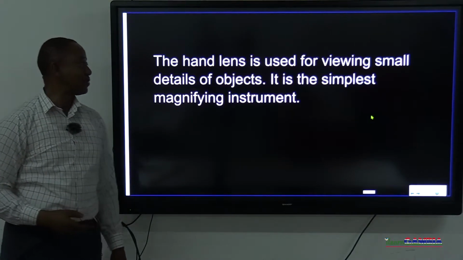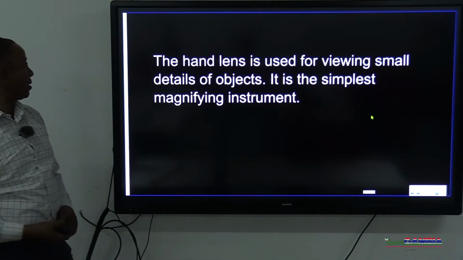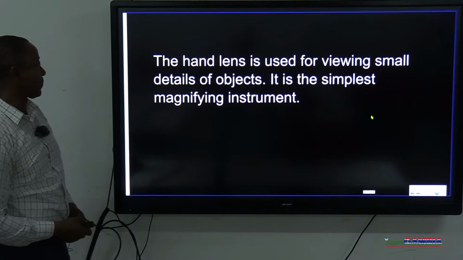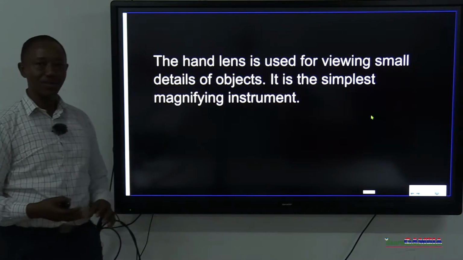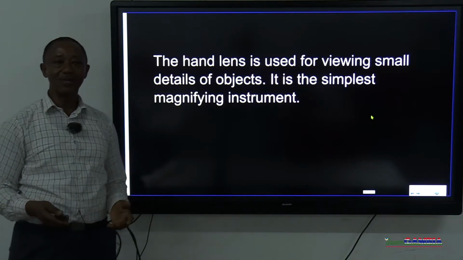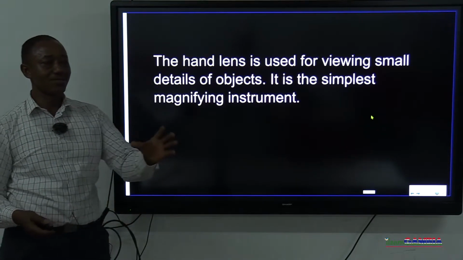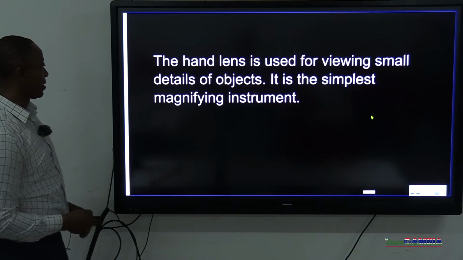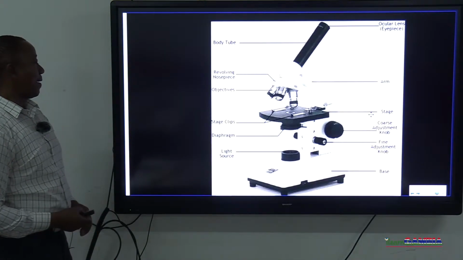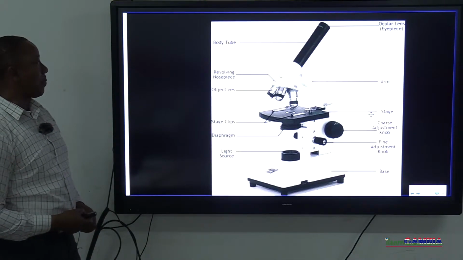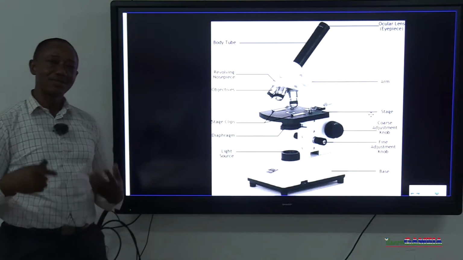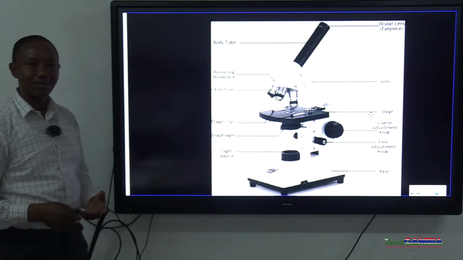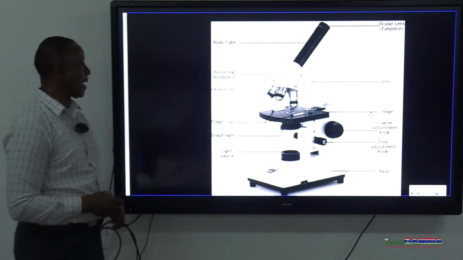The hand lens is used for viewing small details of objects. Like I said, it is the simplest magnifying instrument that we can use for looking at details of small objects or small things. But the microscope is the one we need if we want to look at things that the eyes cannot see, or like we say, that you can't see with the naked eye.